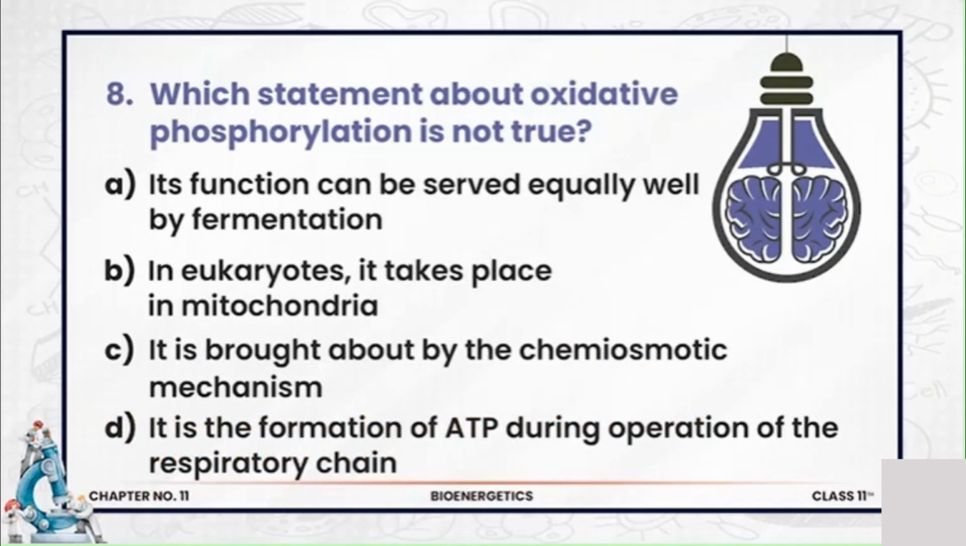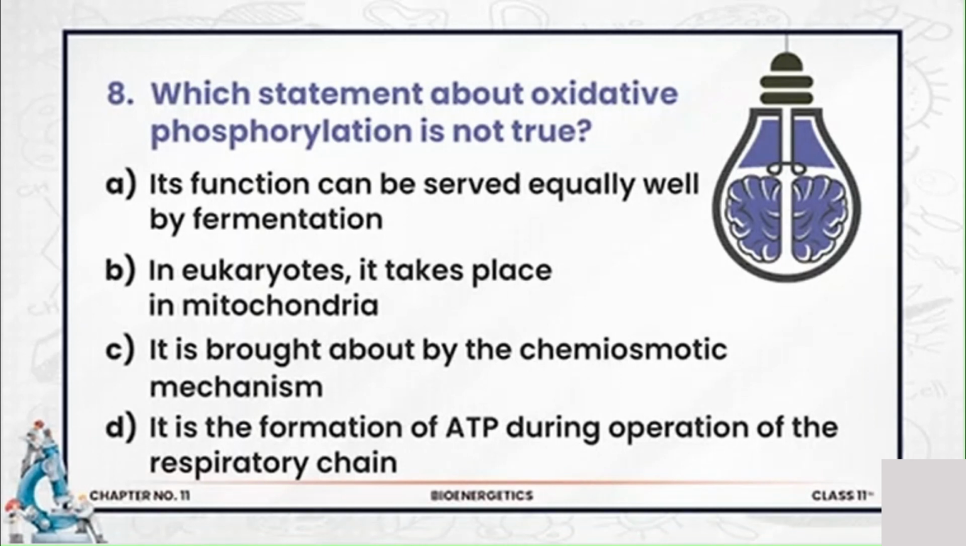Now MCQ number 8, which statement about oxidative phosphorylation is not true? We studied oxidative phosphorylation, the formation of ATP in the presence of oxygen. So which statement is not true about it? Alpha option: its functions can be served equally by fermentation. No, fermentation is something else. Beta option: in eukaryotes, it takes place in mitochondria.